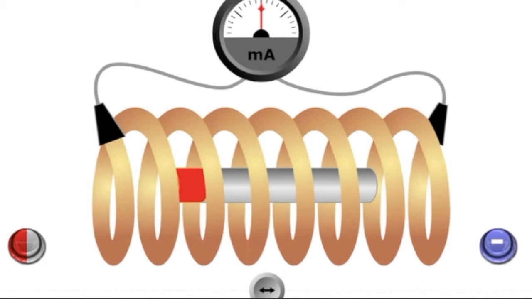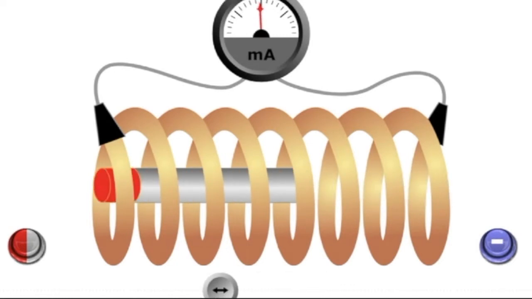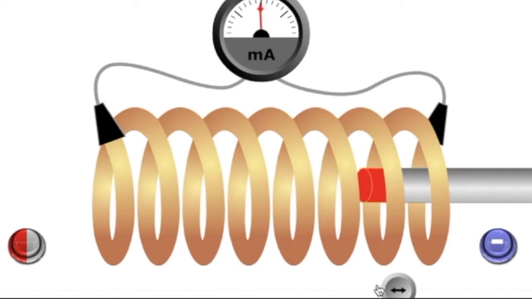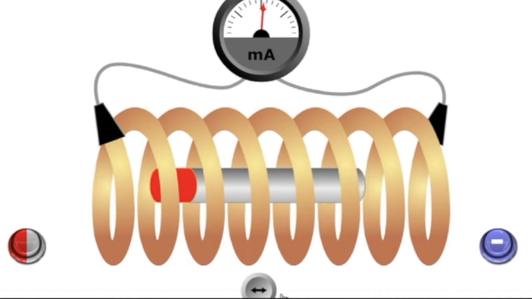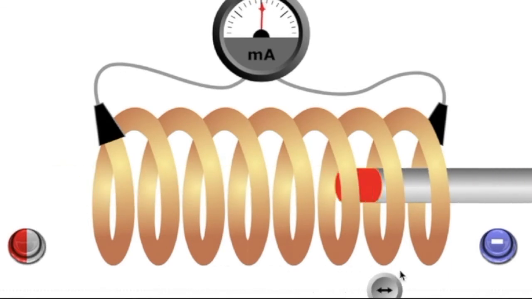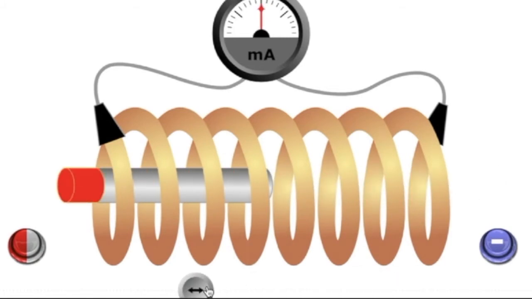So here I've got a magnet that's inside a solenoid, and the ends of the solenoid are connected to a milliammeter or a galvanometer, something that will detect really small electric currents. So let's have a look what happens when I move the magnet around. When I move the magnet inside the coil, you can see that I'm making electric current. My milliammeter, the needle there, is slightly moving because I'm moving this magnet around inside this coil.